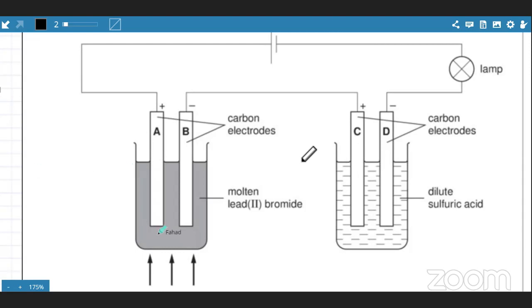It's molten lead bromide. Molten lead bromide consists of two ions. One is lead 2 plus, so there's Pb2+, and the other one is bromide. Bromine is in group 7, so it's Br−. Now the negative cathode is going to attract the Pb2+ ion, and the positive anode is going to attract the Br− ion. Positive attracts negative ions. Negative electrode attracts the positive ion.